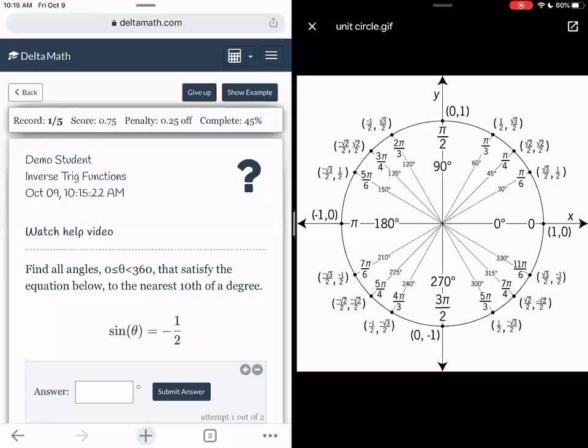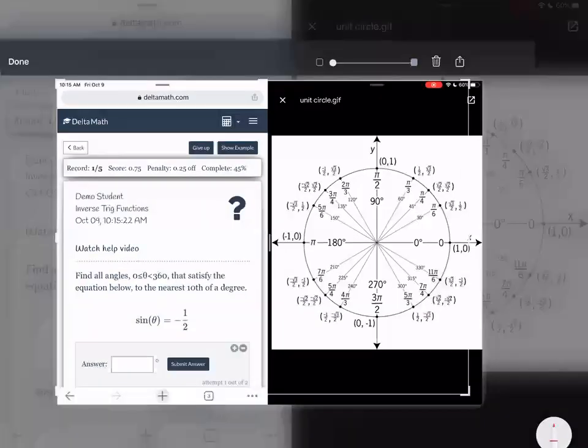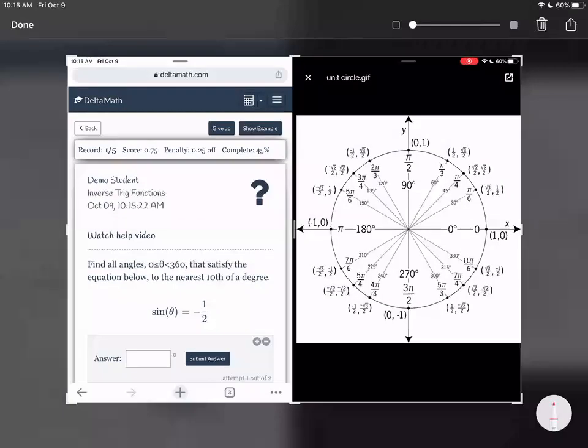Okay, so let me screenshot for the inverse trig functions and then we'll get into it. So it's pretty much the same thing, just without the picture that goes with it. So we're going to find all angles in degrees this time, just degrees, no radians, that satisfy the equation below to the nearest tenth of a degree.